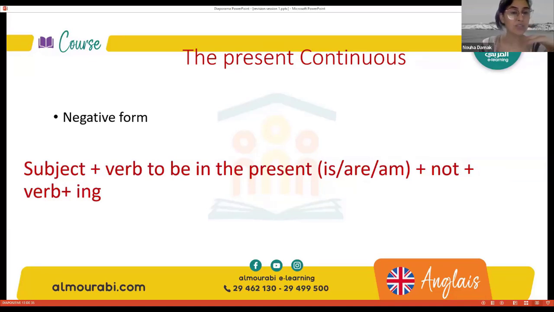You see here, subject plus verb to be in the present, the same, is or are or am, plus not, plus verb plus ing. And I highlighted not here to emphasize the negative aspect, okay? Most of the time, when talking, even academically speaking, even in writing, we use the short form. But when writing formal emails or letters, let's say a letter of application or an email for a scholarship, when applying for a scholarship, you are going to write a formal email. So here we use the long form. For informal emails or informal letters, it's okay to use the short form.